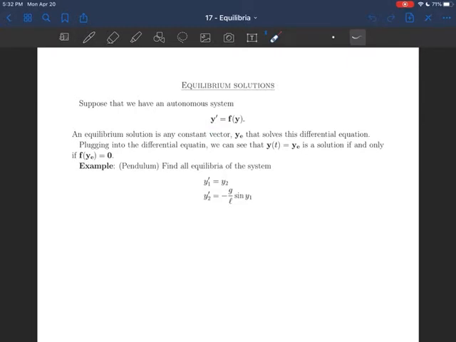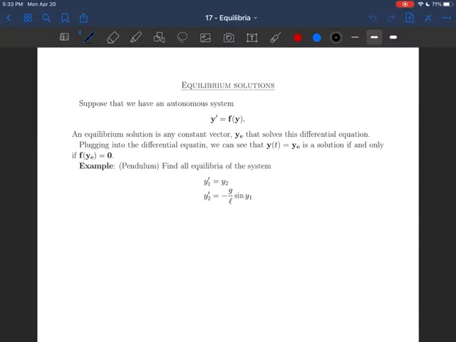So we define equilibrium in that way. Now, if you had a constant solution and you put it into the differential equation that it supposedly satisfies, then of course its derivative would be zero. So that means that you're going to have an equilibrium solution if and only if f of ye equals zero, right? So that's the condition we're going to need to use to find equilibria. And that's it. That's what an equilibrium is. So let's just try it. Let's try and find some equilibria.